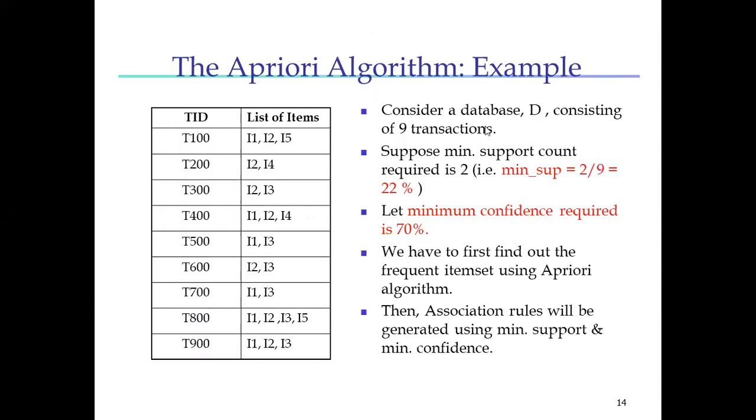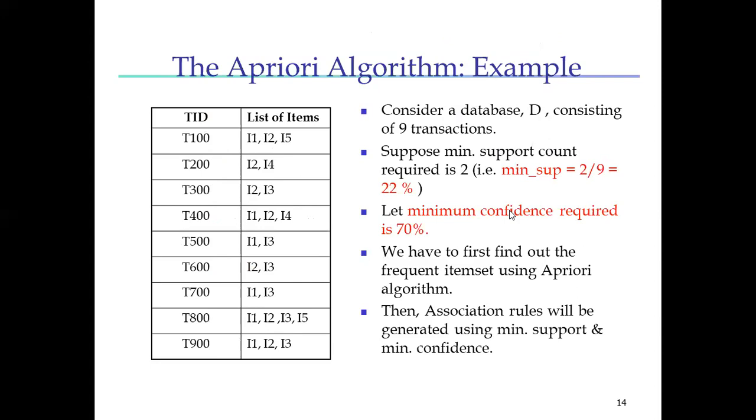So, an Apriori example. A data set with 9 transactions, transaction ID, and the list of items. I1 to I5, these are the items. Transaction 1 contains 3 items, and likewise, transaction 900 contains 1 to 3 items. The data set has 9 transactions, and we have set the minimum support count as 2.